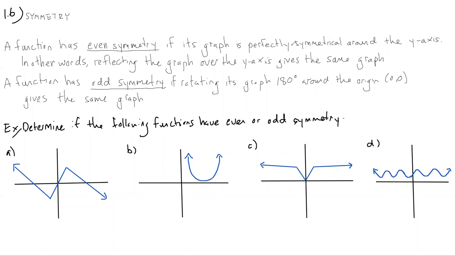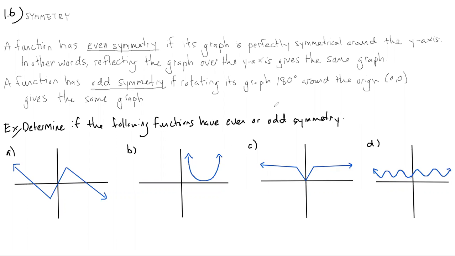We're going to look at what's called the symmetry of a graph, and a very particular two types of symmetry called even symmetry and odd symmetry. We say that a function has even symmetry if its graph is perfectly symmetrical about the y-axis. In other words, it's like a mirror image of itself across the y-axis.